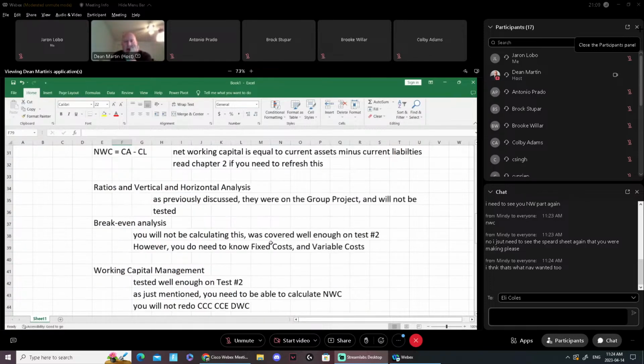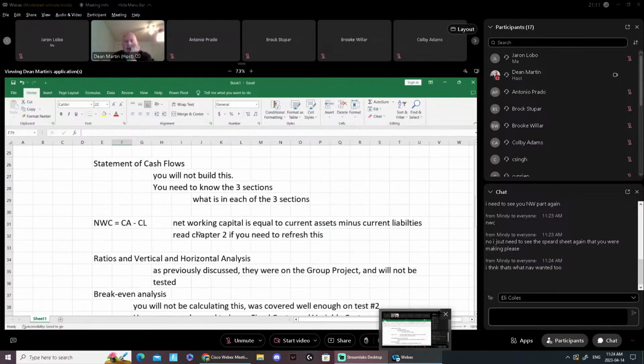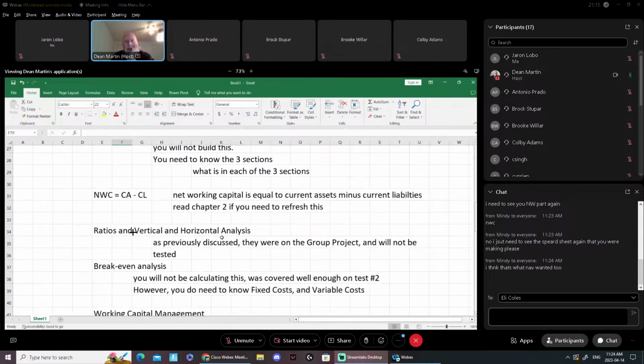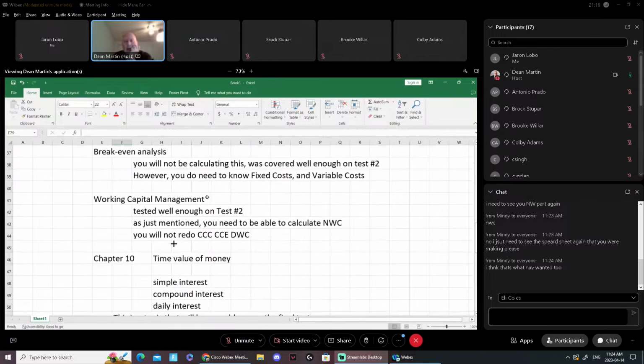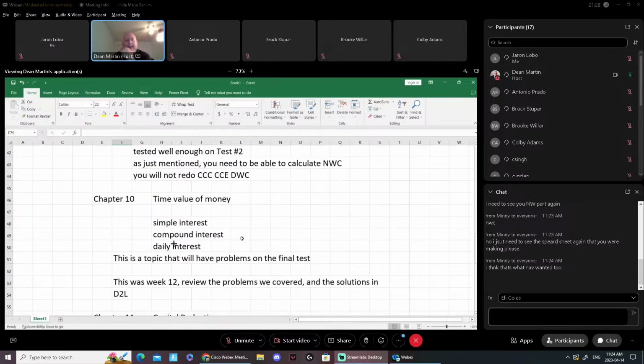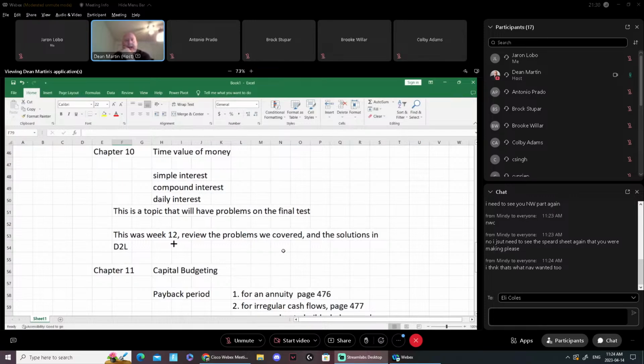So net working capital was way up here: current assets minus current liabilities. Chapter 2 will refresh that. Ratio and vertical analysis are not on the test. For break even, you need to know fixed and variable. For working capital management, all you need to know is net working capital. We covered the other material on the second test. So chapters 10 and 11 are the two that have the problems. These are the problems you'll work on the test.